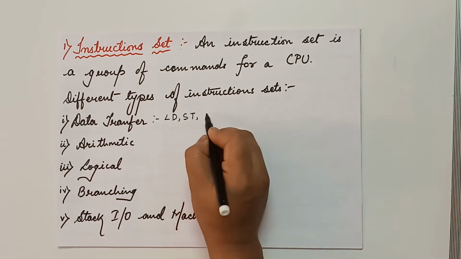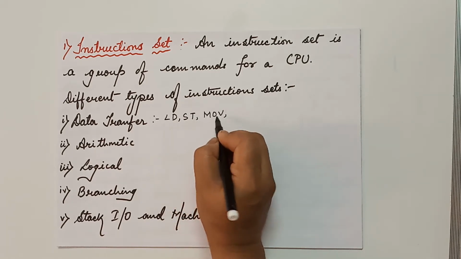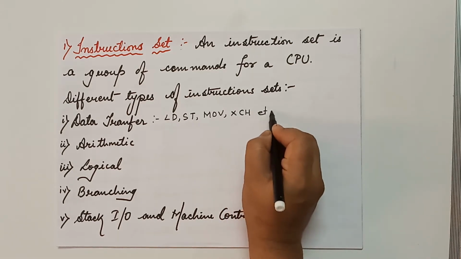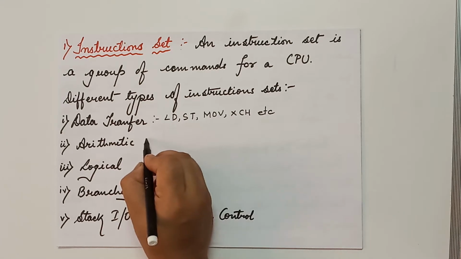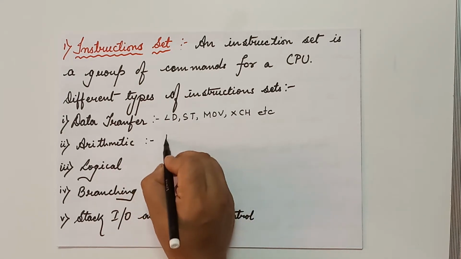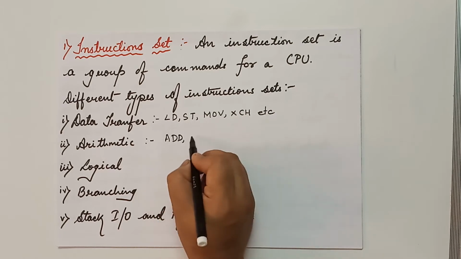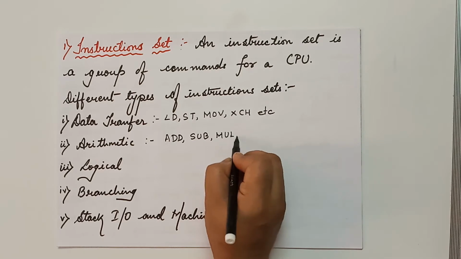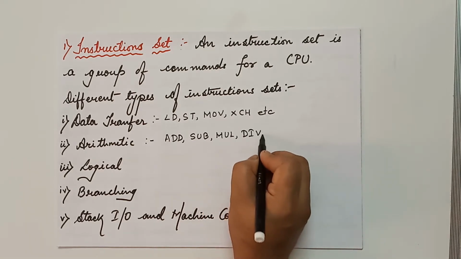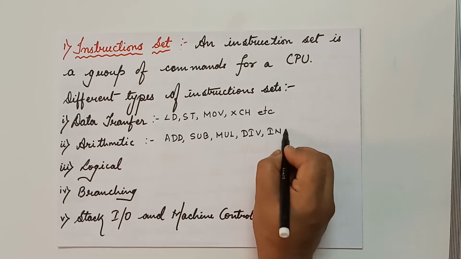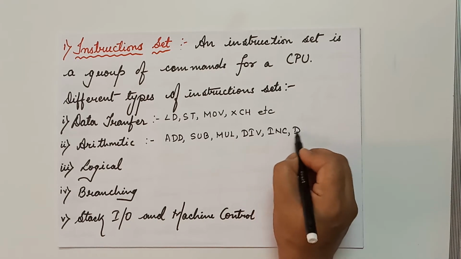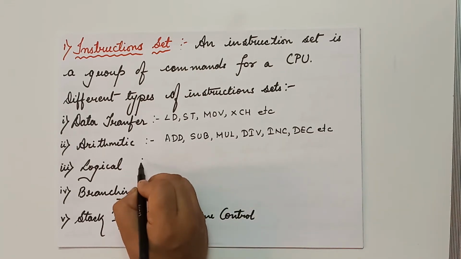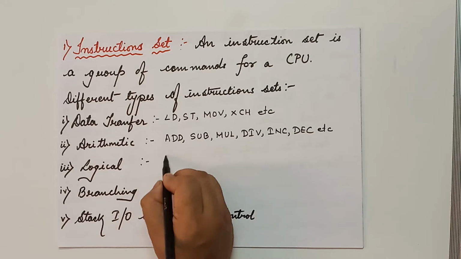Just like, there are a few examples of data transfer, like the load command, store, move, exchange, etc. There can be more. Next is the arithmetic. It can be add, subtract, multiply, divide, increment, decrement, and so on.